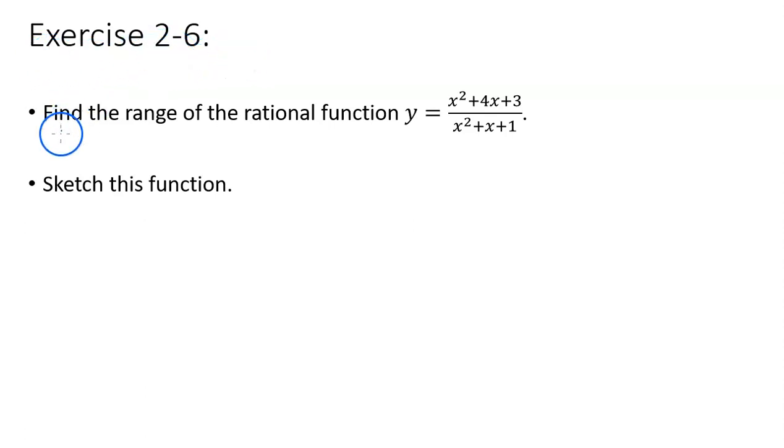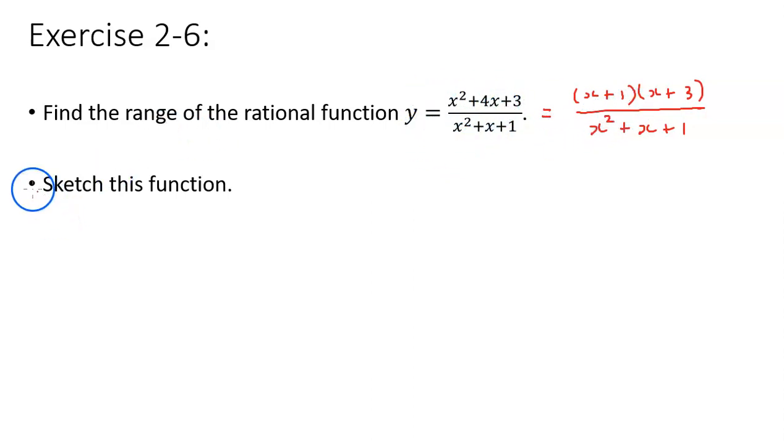Exercise 2.6. Find the range of the rational function y equals x squared plus 4x plus 3 divided by x squared plus x plus 1. Now we can see we can factorize the numerator into x plus 1 times x plus 3. And the denominator cannot be factorized. And we can see that the discriminant is going to be less than 0, so if we set it to 0, there's going to be no values of x for which the denominator is equal to 0.